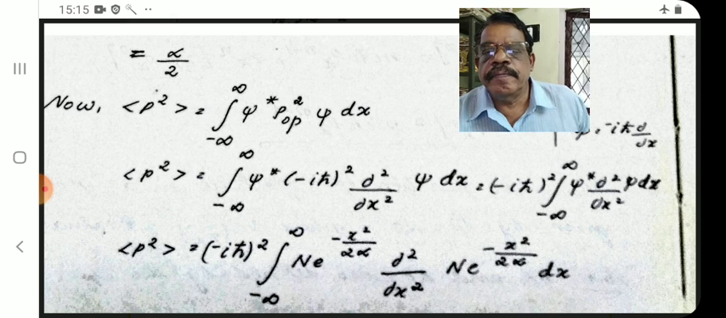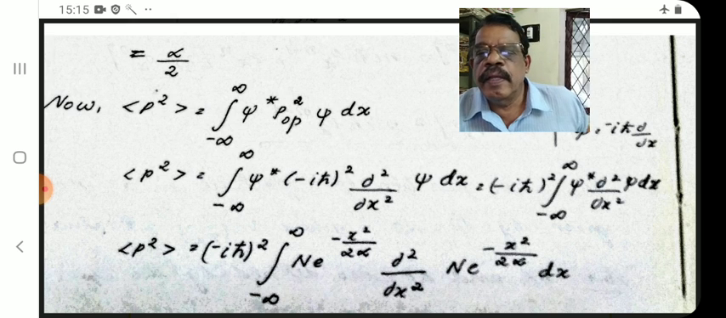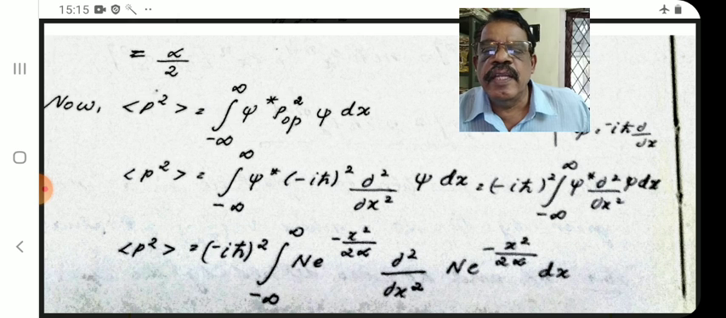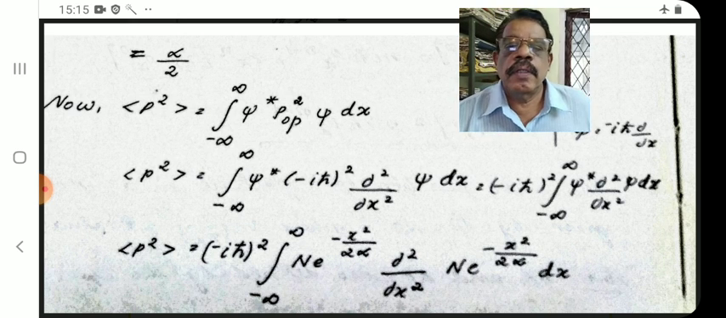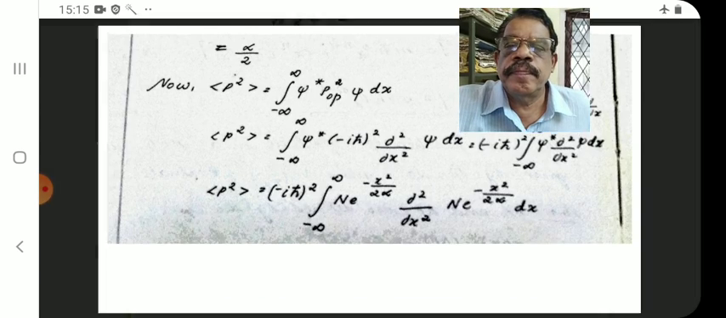Put the value of psi. Psi is given. That is, the expectation of p square is equal to minus i h cut square, which we take out before the integral sign, times the integral from minus infinity to plus infinity of N e raised to minus x square by 2 alpha dou square by dou x square of N e raised to minus x square by 2 alpha dx.